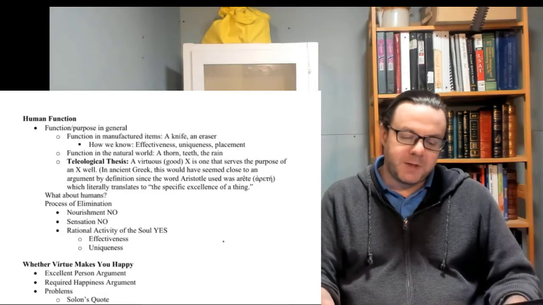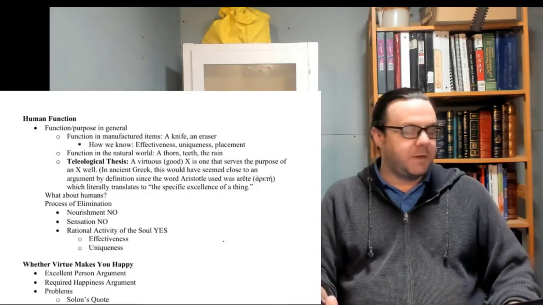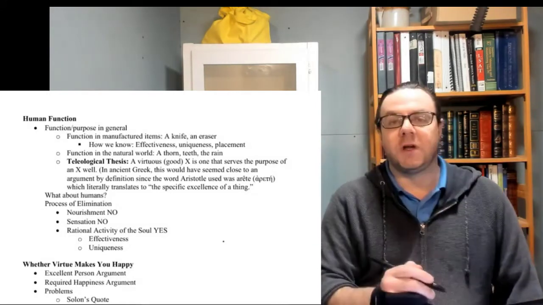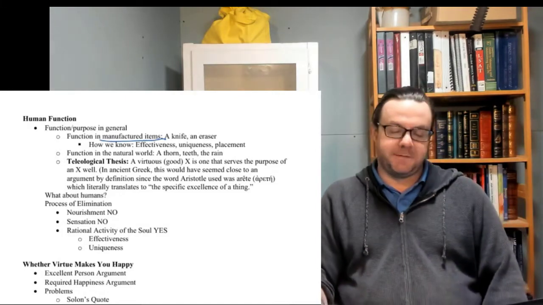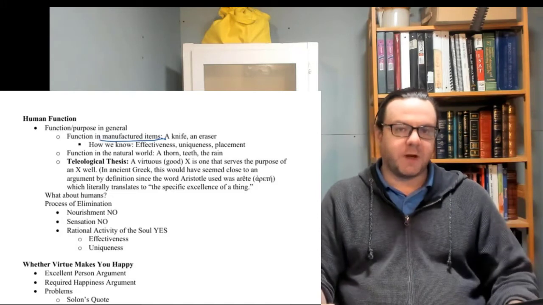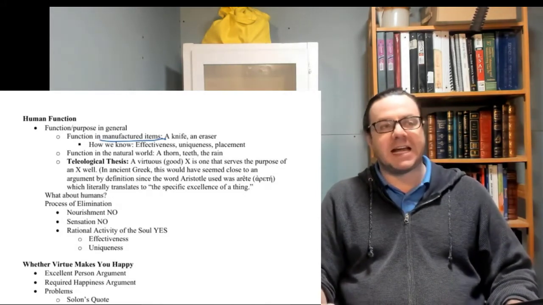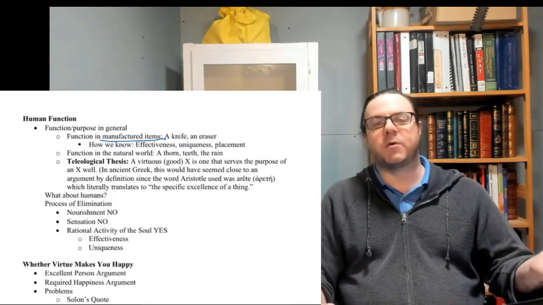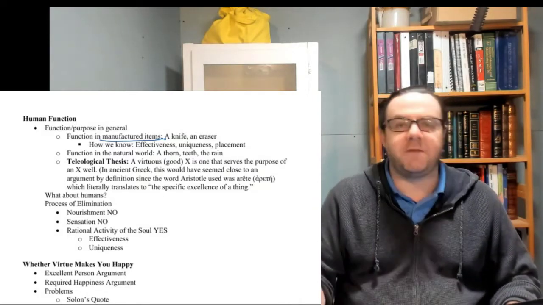Now, if we think about the concept of function or purpose in general, before getting into how Aristotle ties this into the function of a person, we can focus first on manufactured items, like a knife or an eraser. We know the purpose of a knife, and we know the purpose of an eraser. How do we know it? Well, we know that people designed it for that purpose. I mean, we know that erasers were made for erasing, right? That's what knives were made for cutting.